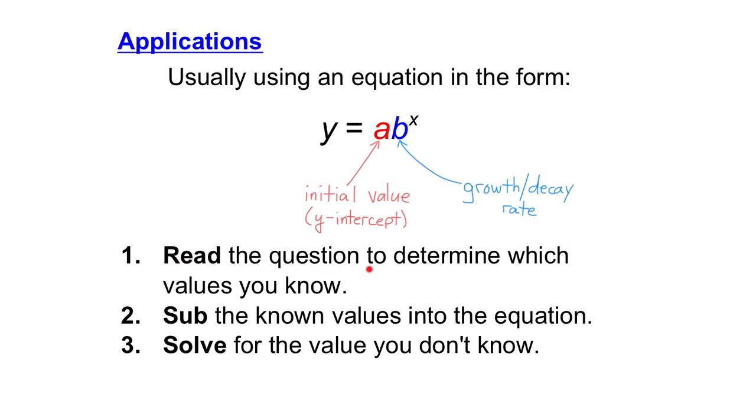So you need to read the question to determine which values you know. Usually from the question you can figure out what your initial value is, and you can figure out what your growth or decay rate is so that you can make an equation. And depending on what the question is asking, once you have an equation, substitute the known values into the equation and solve for the value you don't know. And in the previous lesson, we looked at how you can solve for y when you know what x is, but also how you can solve for x when you know what y is. So if you need a refresher on that, you can ask for some help.